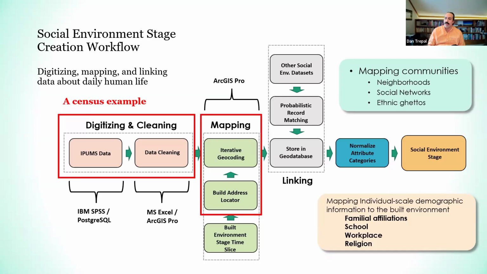Again, I've shown you some of the major software packages and brackets that we used here. And there's three major steps in building a social environment stage. You have your digitizing and cleaning stage, where you're preparing the data to be used by software and ingested into software. You have your mapping. So this is where you connect the social environment data, the born paper or born digital data set, to those spatial containers we built in the built environment. So those building footprints or streets or neighborhood boundaries or whatever you have built. And that's through a process called geocoding, which we're going to talk about in a second.